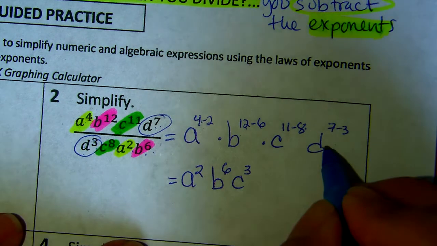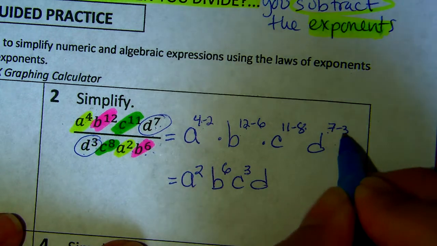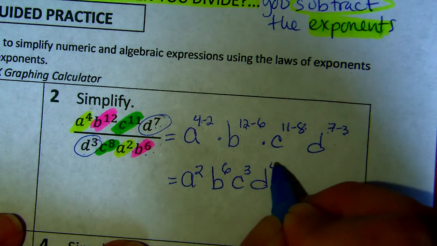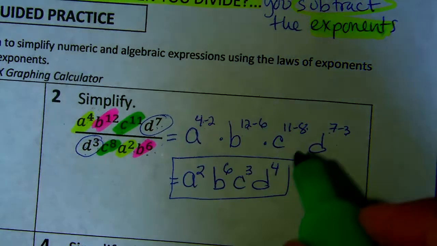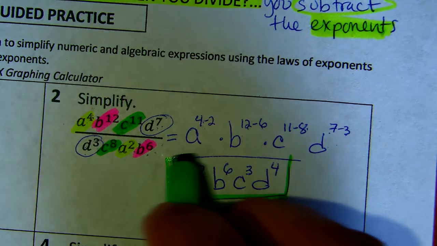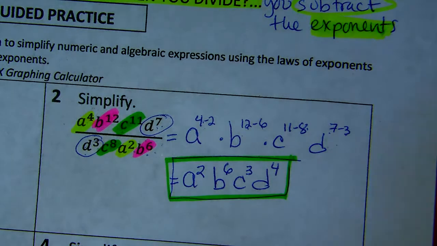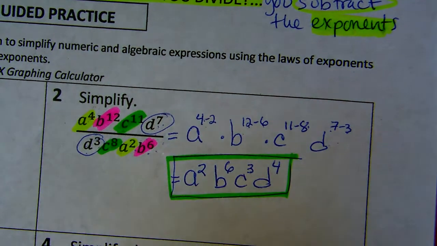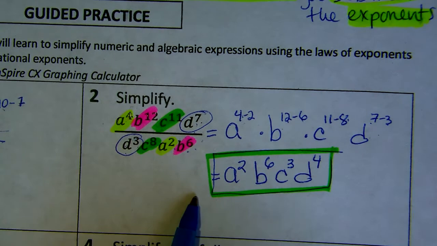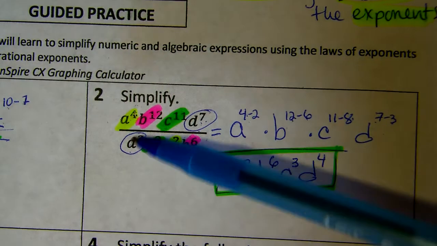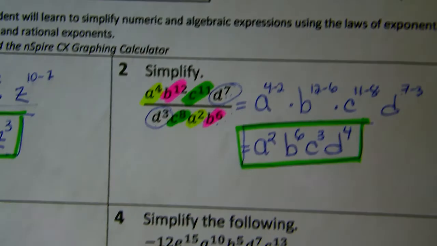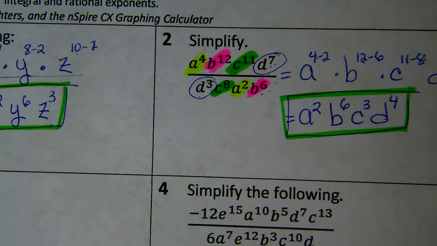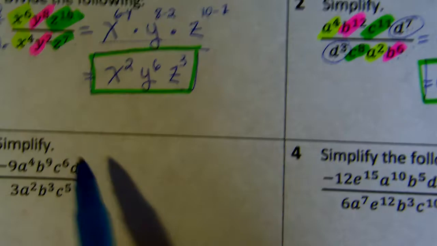Yes. And the D, 7 minus 3 is 4. So this is our answer right here. Okay. Remember, I'm going to keep repeating: these are the simple exercises. The problems are going to get more complex and more complicated just because there are going to be a lot of operations.